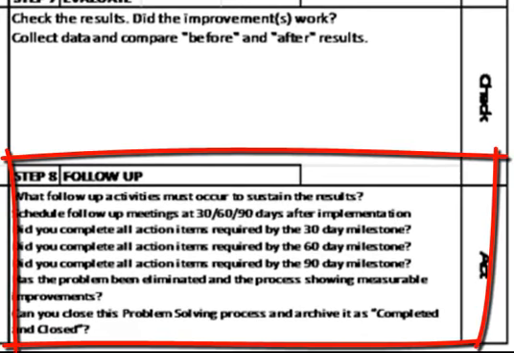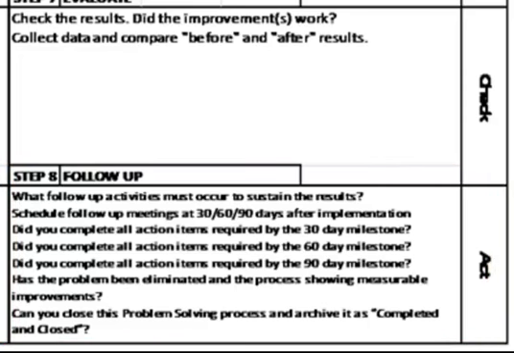Now, step 8 is follow-up. I like to follow up 30, 60, and 90 days. The reason I like to do 30, 60, 90 days is because it really helps to build in a long-term focus on this process. The first 30 days, you're going to be looking at, did we complete all of the action items recognized in the A3? 60 days, you're going to be collecting data and really asking the question, is this working? Are we achieving the goal? Is it meeting the expected results?